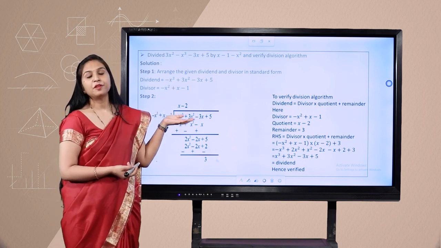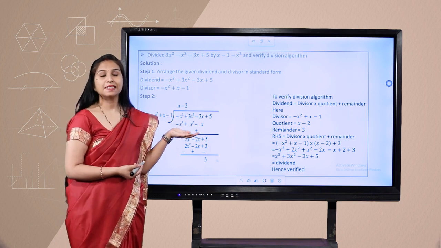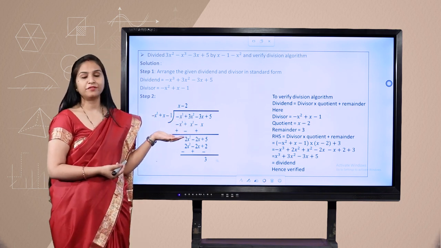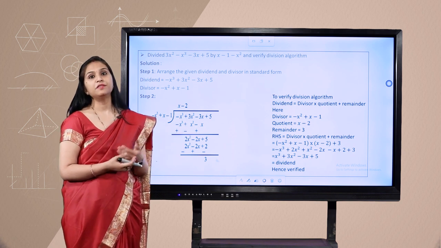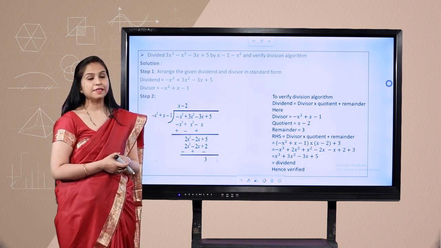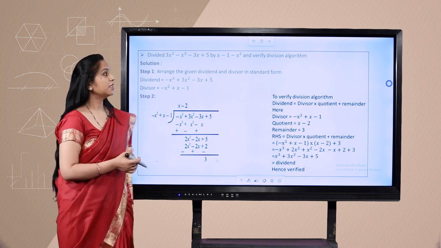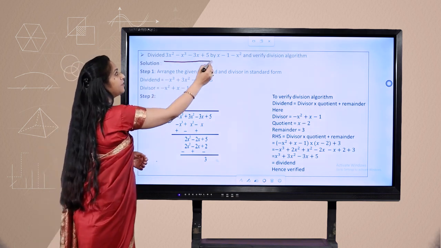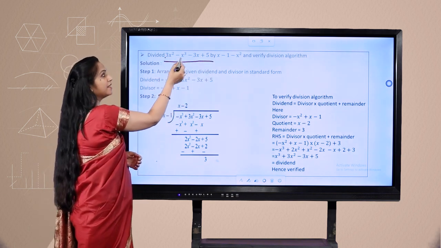This division we will perform in certain steps. Step number 1, children, you have to check whether the polynomials which are given to you are in their standard form or not. So your first polynomial, your dividend, is 3x^2 - x^3.